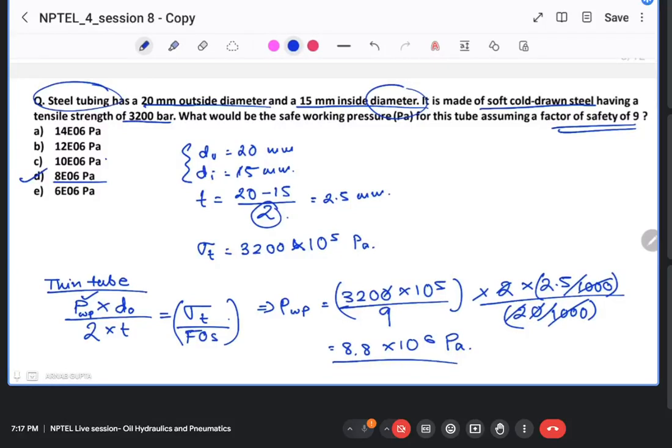So generally, if you are seeing values in the options that are higher than this, you should always choose the lower possible value, because the question asks for safe working pressure. Had an option been given as, say, 9 or 9.5 times 10 to the power 6 Pascal, that is not a safe working pressure under these conditions and factor of safety. But 8 is a safe working pressure. So this is the correct one.